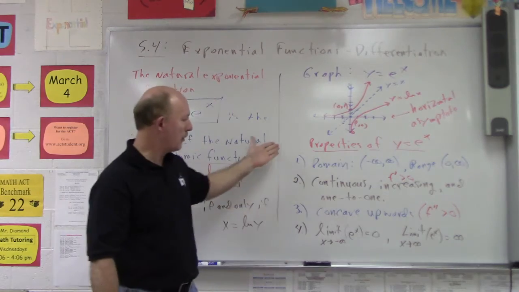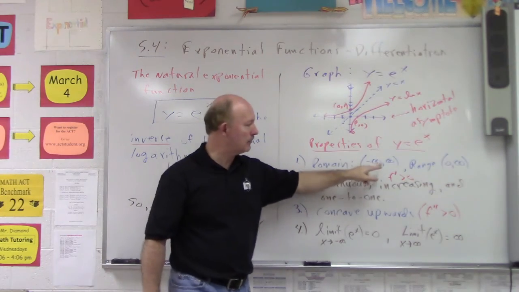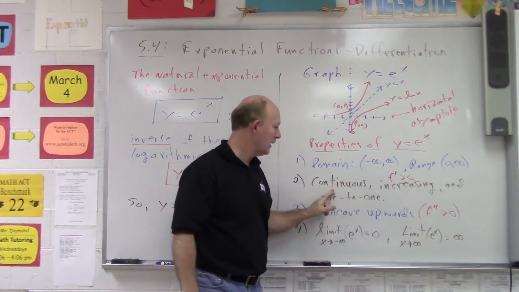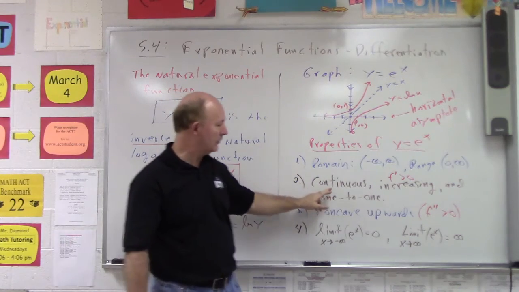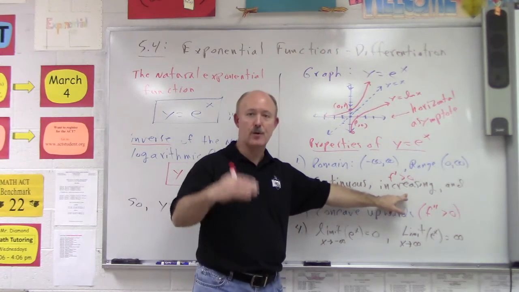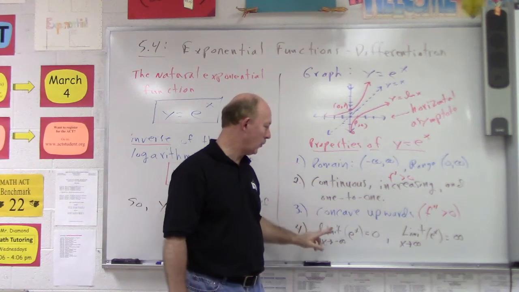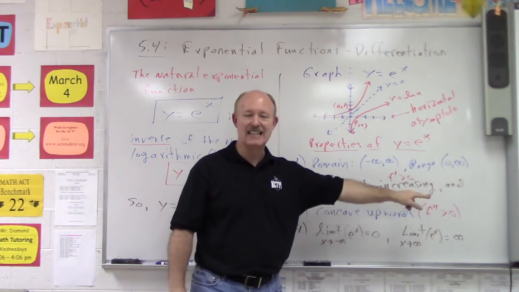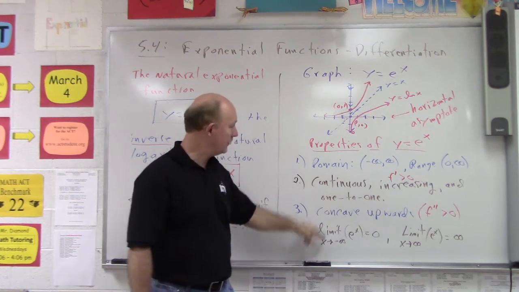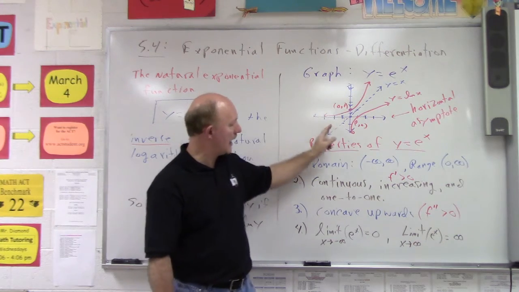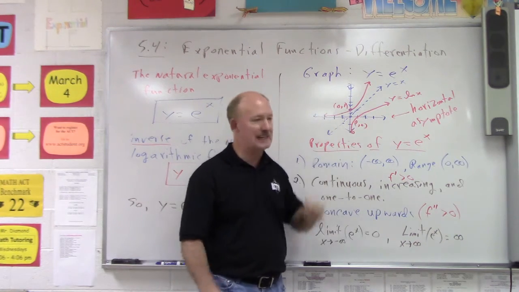So just a couple properties. For y equals e to the x, the domain is negative infinity to positive infinity, and the range is 0 to infinity. The graph is continuous, increasing, the first derivative is positive, and it's 1 to 1. It's concave upwards, so the second derivative is positive. The limit as x approaches negative infinity is 0, and the limit as x approaches positive infinity is positive infinity.